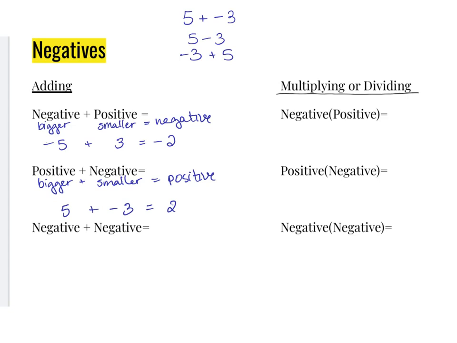Negative plus a negative, that does have a general rule. If I have negative 5 plus negative 3, you could also see that as negative 5 minus 3. That's going to give me negative 8. Negative plus a negative will always give you a negative.